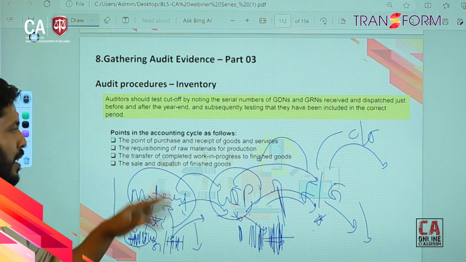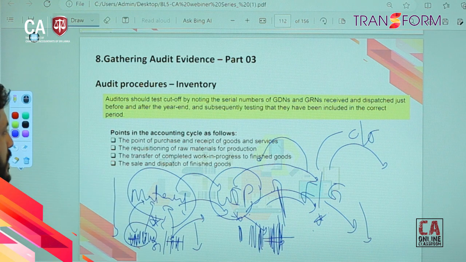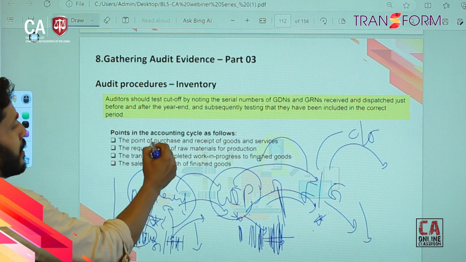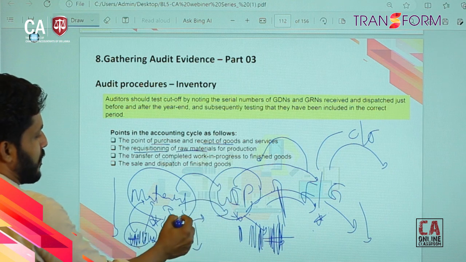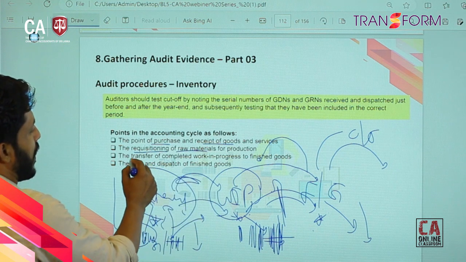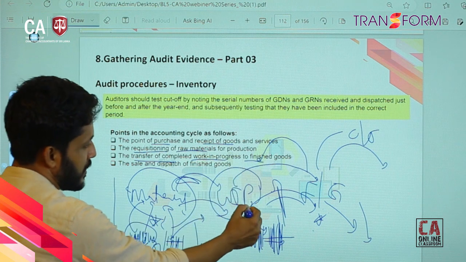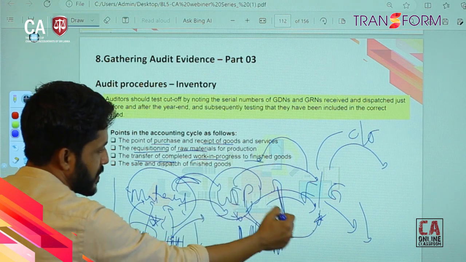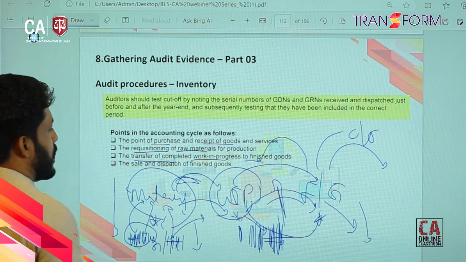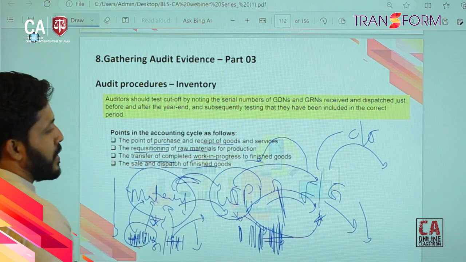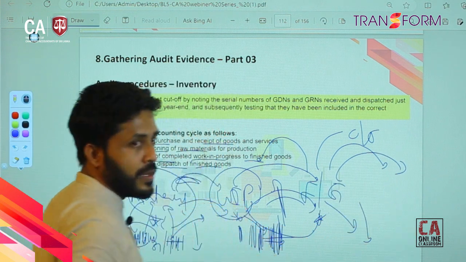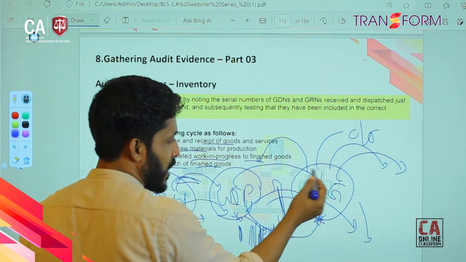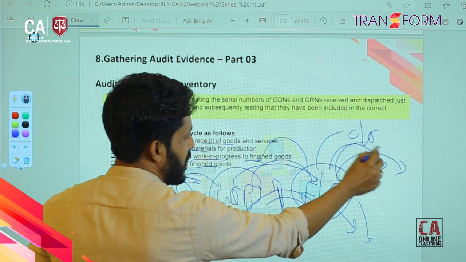So these are the areas you need to consider once you are doing your cut-off testing. The point of purchase and receipt of goods, right? The requisition for raw materials, right? And transfer of completed work in progress to finished goods. That's why I discussed transfer from finished goods to WIP to finished goods, and then sales and dispatch of finished goods. So whatever sold items should be removed from the finished goods, and this should be ensured from two sides, from the WIP side as well as the finished goods.